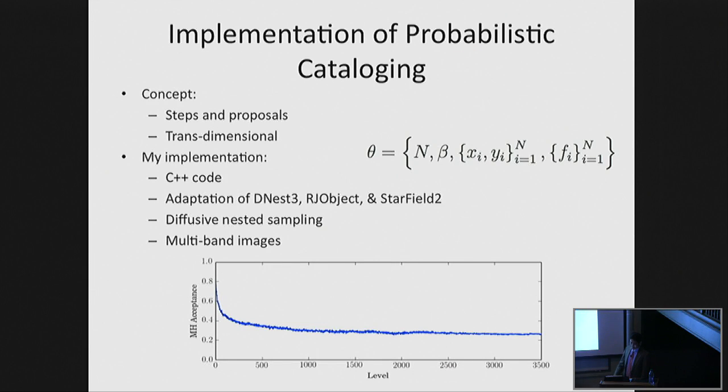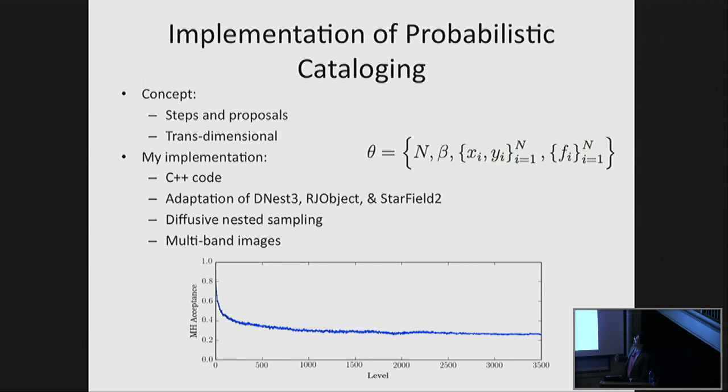In my implementation of probabilistic cataloging, I parameterize the catalog theta with the number of sources, their x and y positions, their fluxes, and then a series of hyperparameters that I parameterize as beta. This consists of parameters related to the PSF. I parameterize the PSF as a double Gaussian, and it also consists of the exponent of the luminosity function and things of this nature.